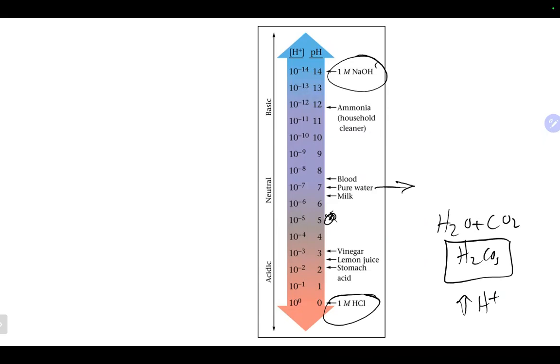It looks like it is, just slightly. And again, there's a range where it's kind of neutral-ish. It's not so bad or anything like that, but it is slightly acidic. And here's some other things: vinegar, obviously lemon juice, and ammonia and household cleaners, as we talked about, are basic.